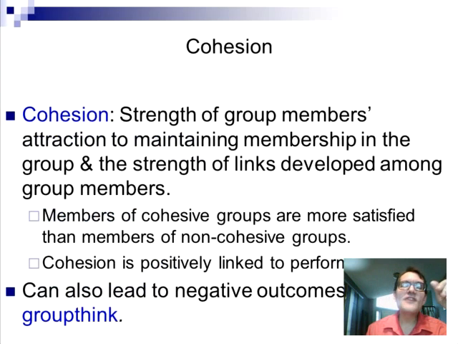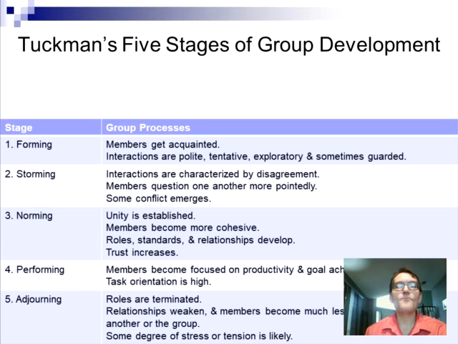Cohesion is, as a definition, the strength of the group members' attraction to maintaining membership in the group and the strength of the link. So in other words, how tight the relationships are. Cohesive groups are more satisfied than non-cohesive groups. Cohesive groups perform better. But cohesive groups can lead to groupthink, and we're going to come back to groupthink at some point. But cohesive groups aren't always good, okay? Because they become so blindly loyal to the group that they outright ignore anything that's happening outside the group.